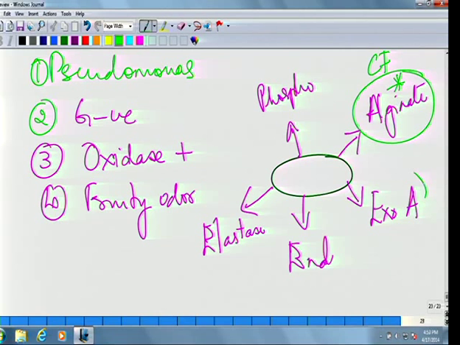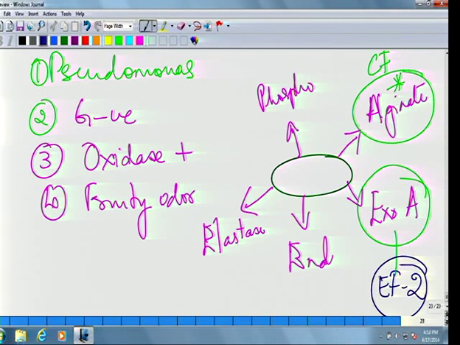Okay. Now, exotoxin A, what is its action? EF2. Very similar to diphtheria, just like diphtheria, okay, don't forget. So it inhibits protein synthesis. It is similar to diphtheria. Exotoxin A, what are the infections? One is ecthyma gangrenosum. What is ecthyma gangrenosum?